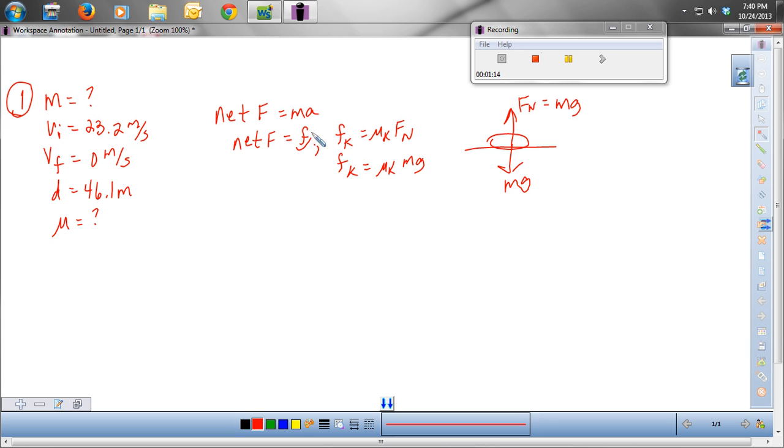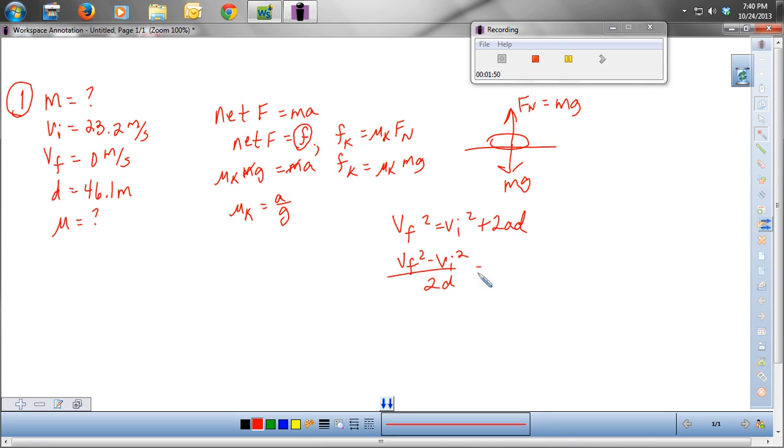So now I know this expression for friction right here. I can use that. So if my net force is my friction, and my friction is mu k times mg, that's equal to ma, because net F is equal to ma. Those will cancel. So mu k, kinetic coefficient of friction, is simply a over g. Well, I know g is gravity, but I need to get a. Well, I taught you a long time ago that Vf squared equals Vi squared plus 2ad. So Vf squared minus Vi squared over 2d would give me a.